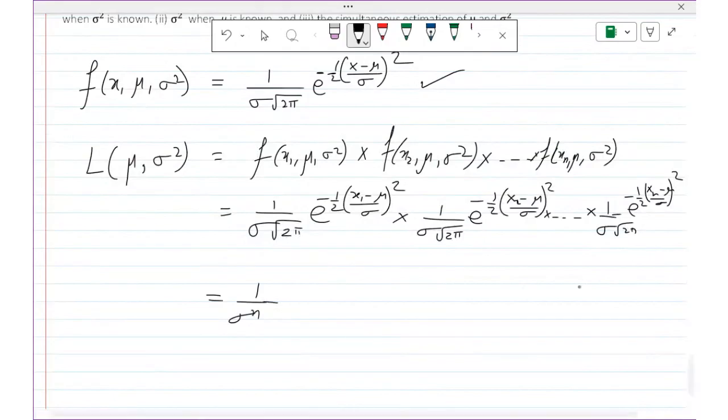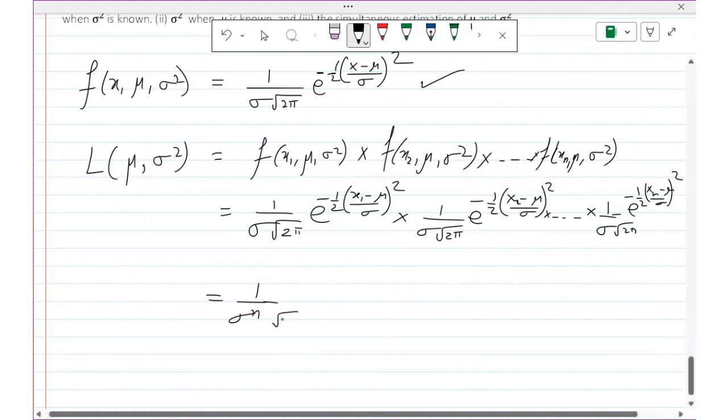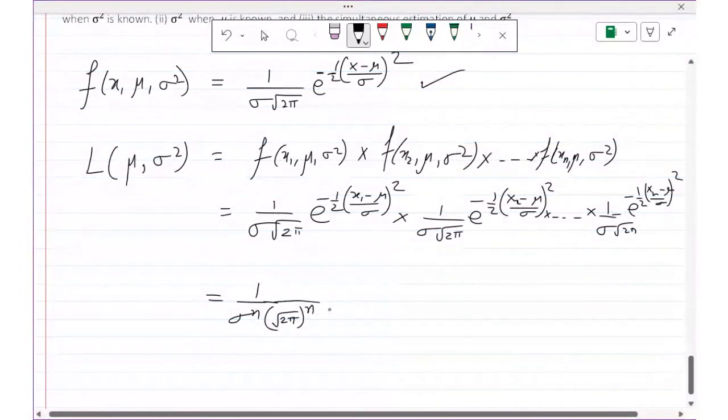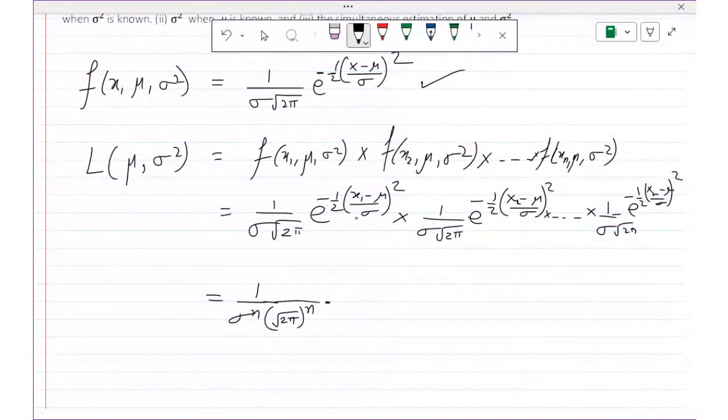So these are getting multiplied: root 2 pi raised to power n. The base e is the same, so the powers will get added. We will get e raised to power minus half, and we will have the sum of these. So I can write this using summation, the sum with i varying from 1 to n of xi minus mu upon sigma whole power 2.